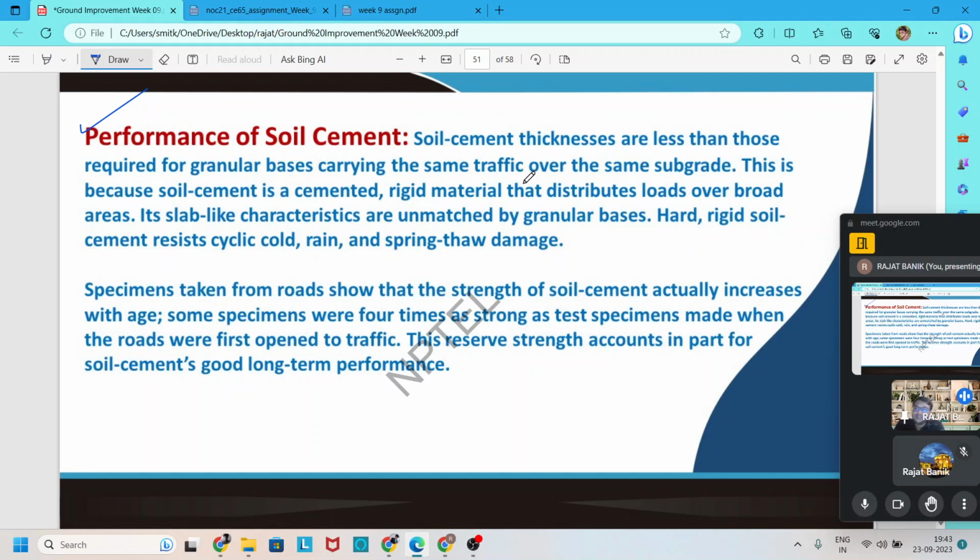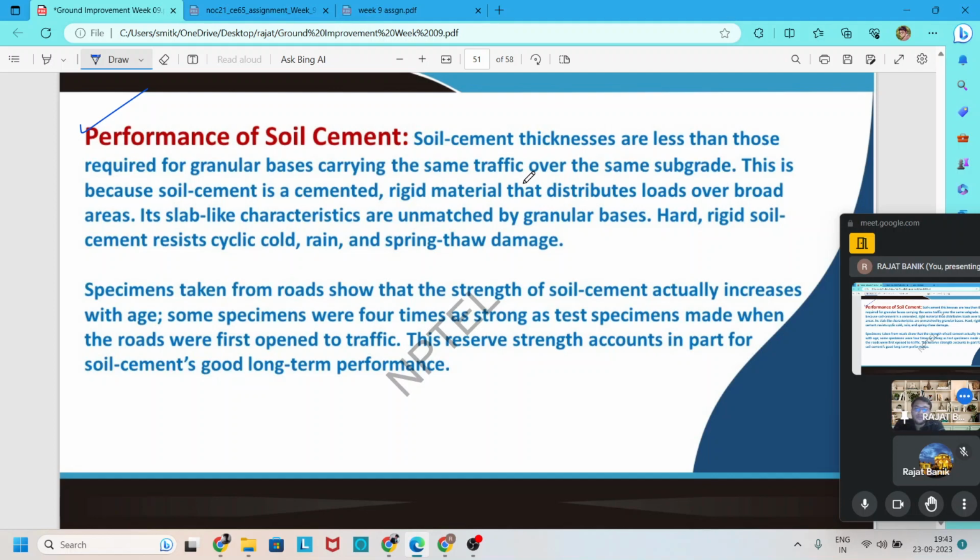Hard, rigid soil cement resists the cyclic cold, rain, and spring thaw damage also. That means when the soil cement becomes hard, it also resists the cyclic cold, rain, and spring thaw.